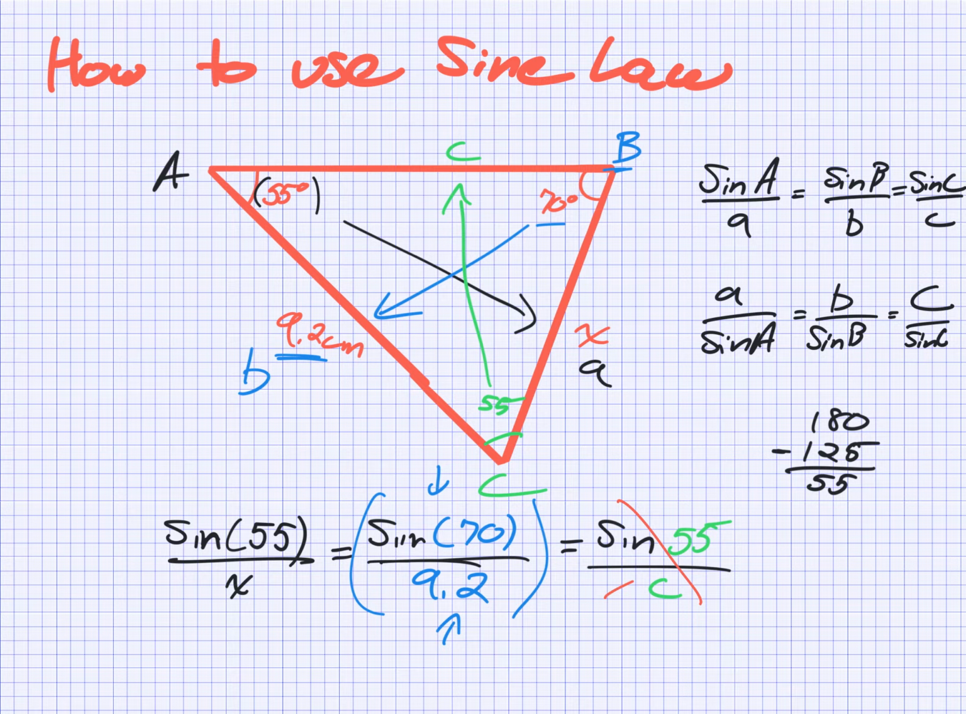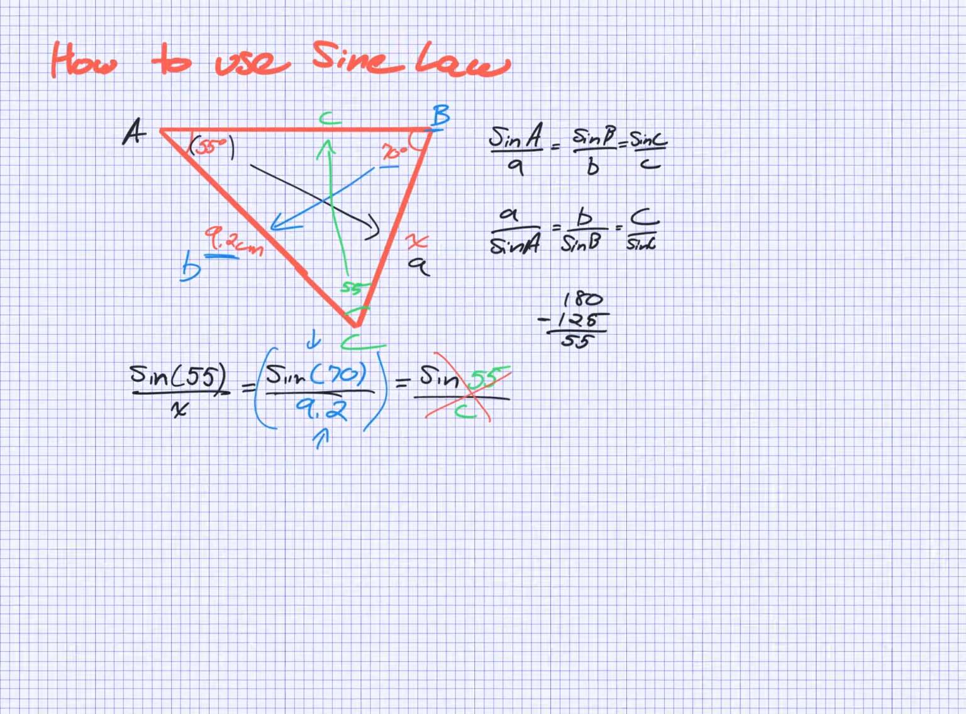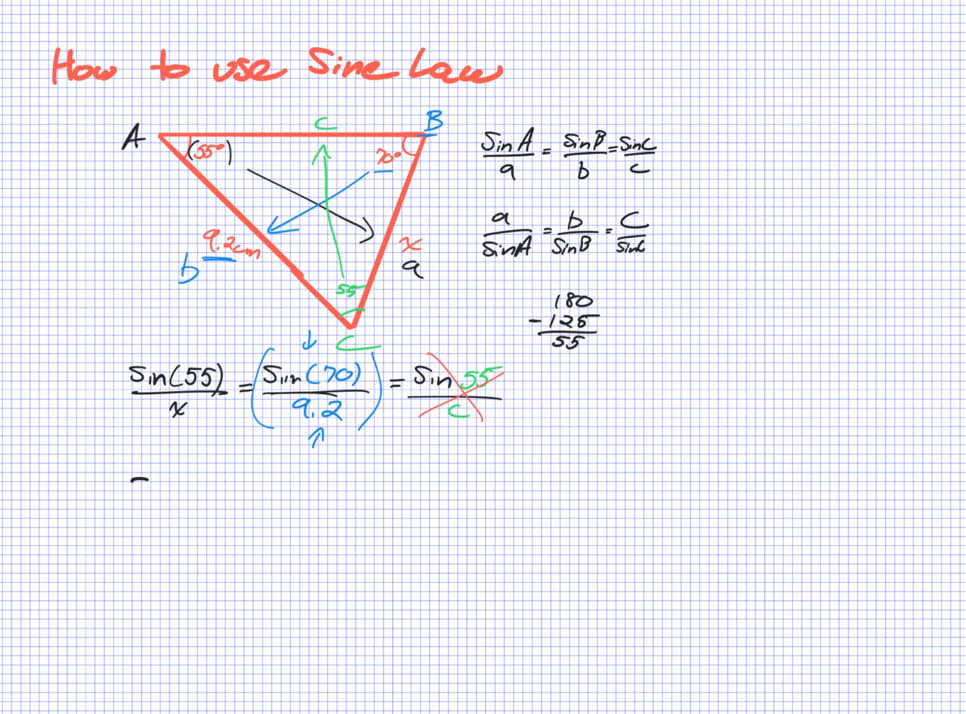We'll just kind of cross that out. Not that it's wrong or anything, it's just that there's no need for us to solve for it. So we're going to reset this up. We have sine 55 over x is equal to sine 70 over 9.2.